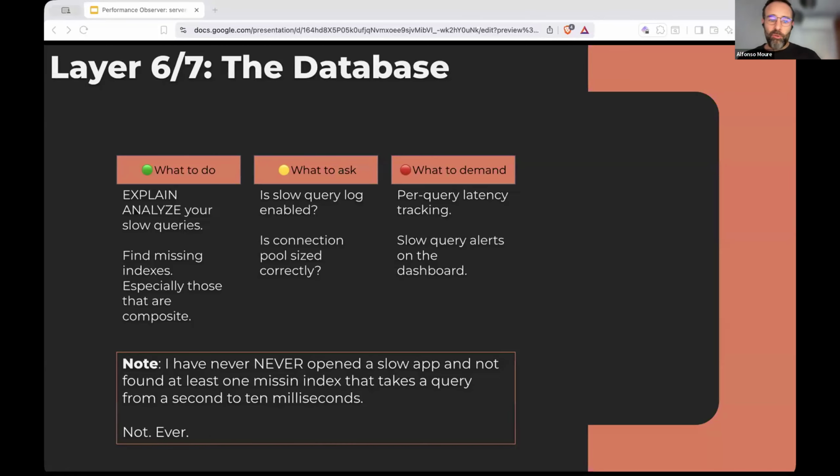I also wanted to note that I have never, ever opened a slow app and not found at least one missing index that takes a query from a second to 10 milliseconds. I always see that stuff everywhere.